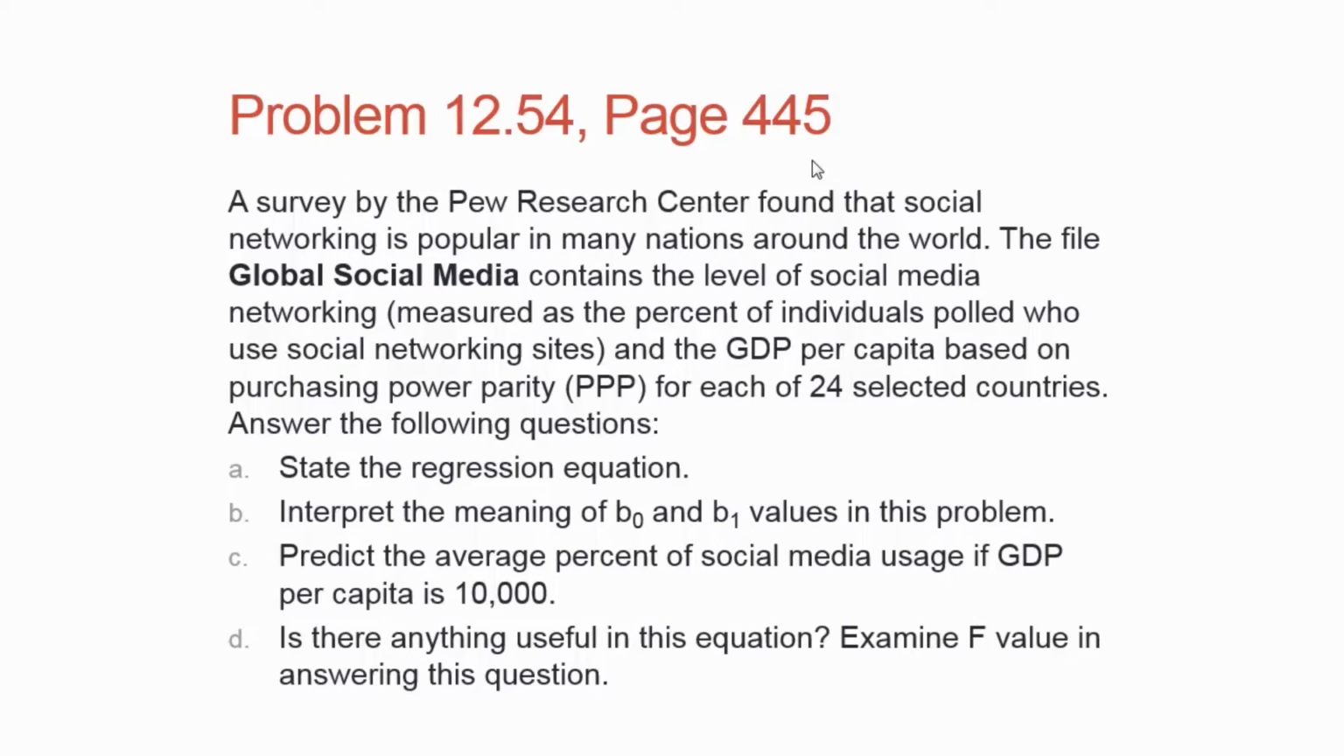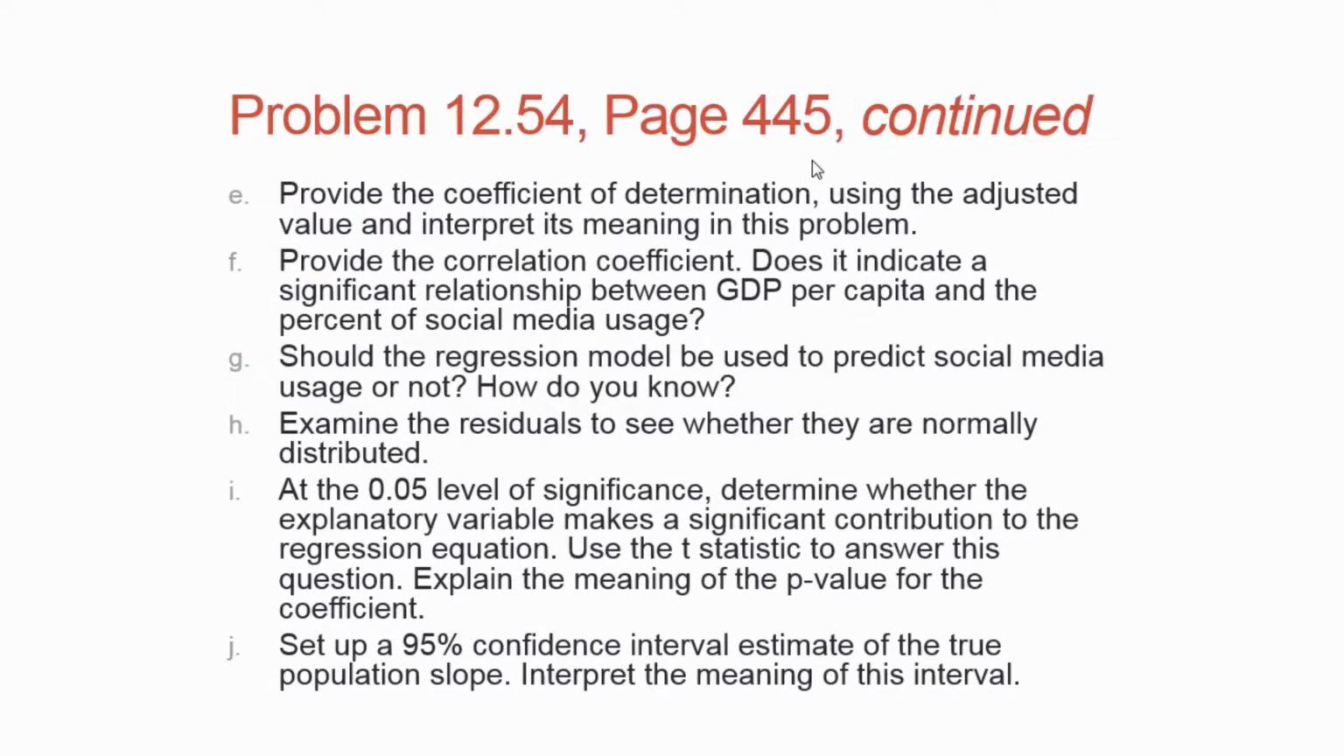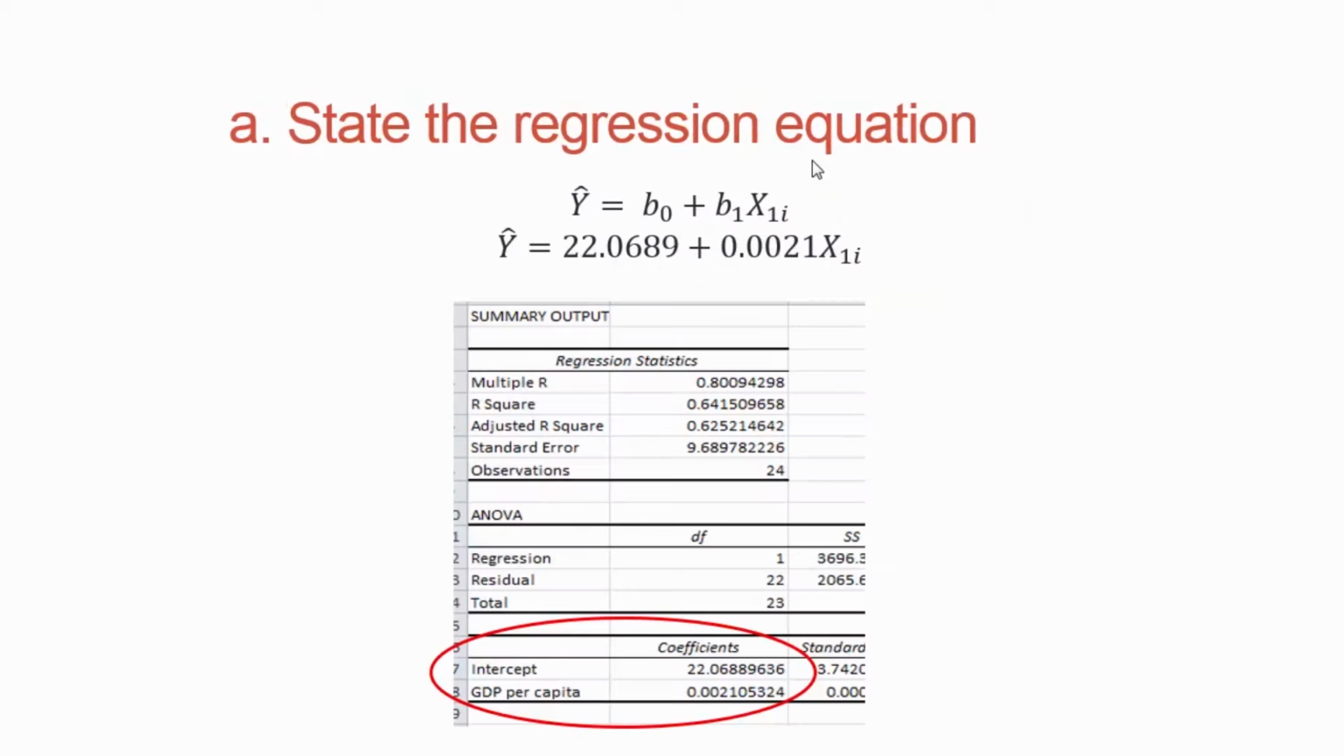This is problem 54, chapter 12, page 445. And you can see the problem there. Basically, we've got a sample from 24 countries, and what we want to know about is the relationship between global social media networking, the percentage of the population that's involved in that, and that's my Y variable, and my X variable is GDP per capita. Number of questions that we're going to address relative to that, you can see what those questions are right there. There's a lot of them, and then at the end of all that, we'll summarize what we think about the quality of the model. So the first thing to do is to find the equation itself.